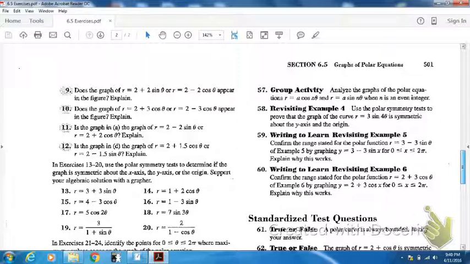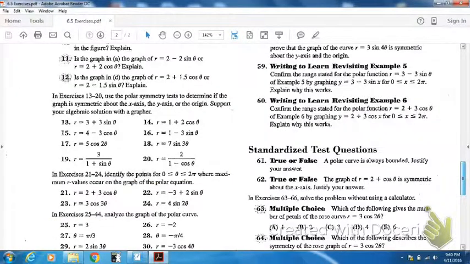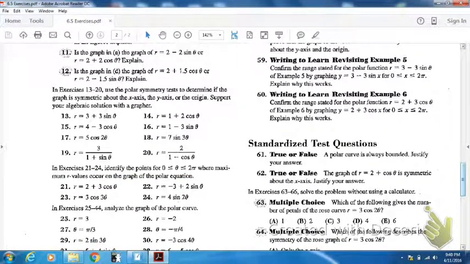For 13 through 19, it says use the polar symmetry test to determine if it's symmetric about the x-axis, the y-axis, or the origin. For this one, you're certainly more than welcome to just graph it with your graphing calculator, and just by looking, determine its symmetry. If, however, you have a problem where you can't figure out whether it's symmetrical or not, then you need to use one of the symmetry tests.